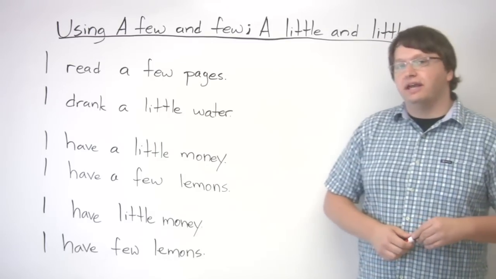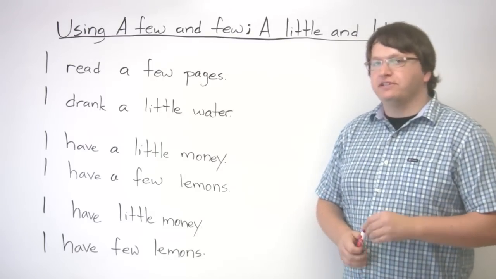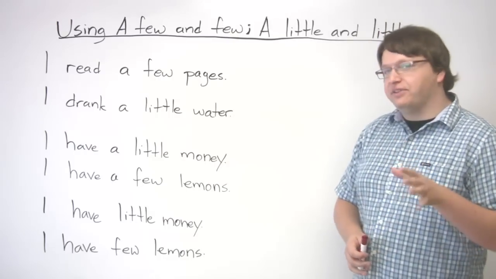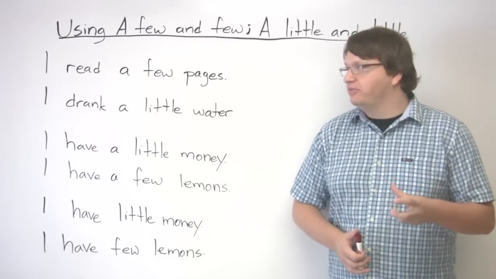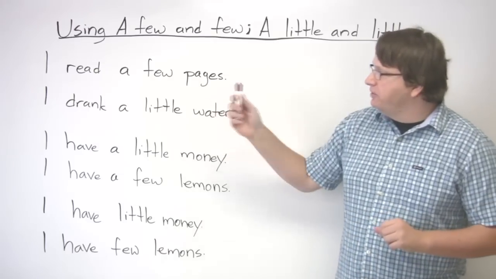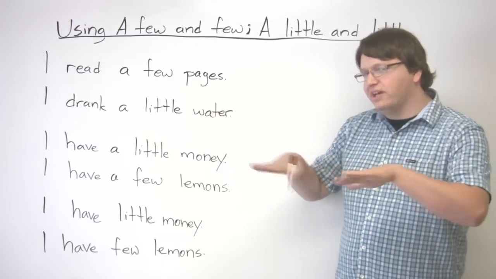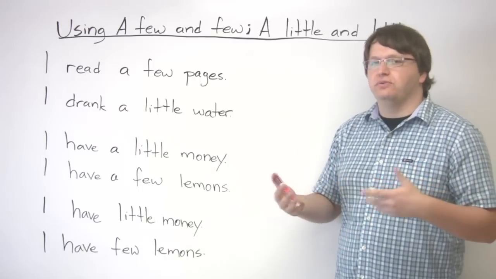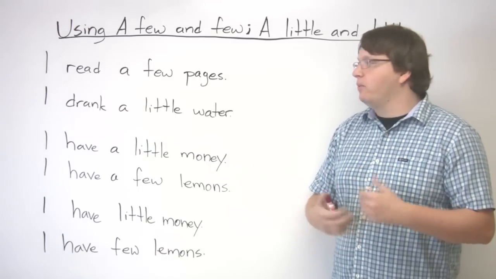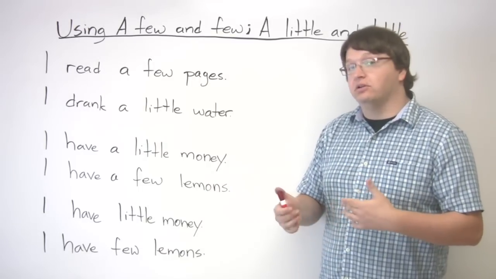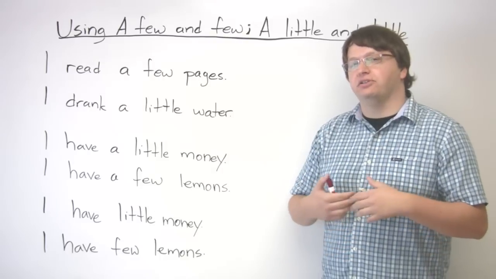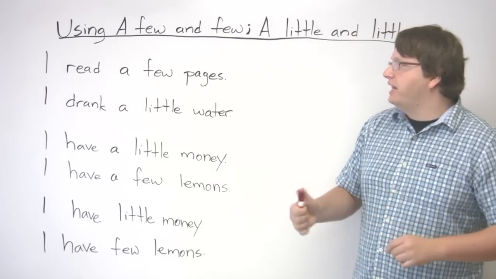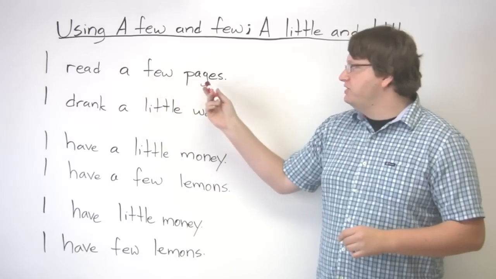Welcome to this lesson on when to use a few and few, or a little and little. Now the differences are actually a little difficult, but after this lesson I think you should have a good grasp of it. So we have a couple of different sentences. There are two levels to the rules here. First we're going to talk about when we use a few and few, and when we use a little and little, and afterwards I'm going to tell you which one is positive and which one is negative.